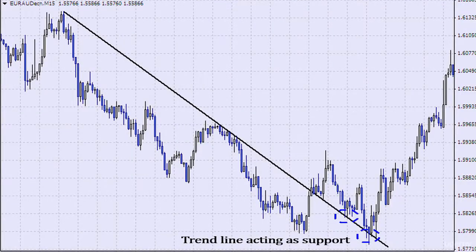So here we have the trend line again acting as support. So we have a trend line break, the market pulls back to the backside of the trend line, and we have what looks here like some tweezer bottoms, right?